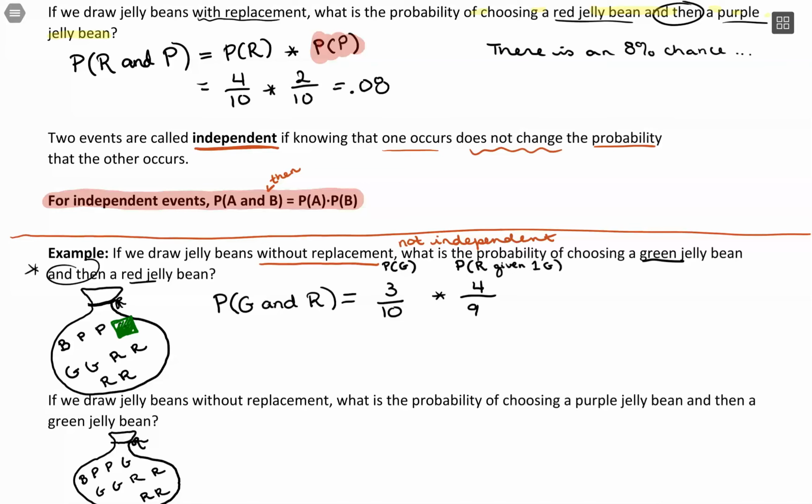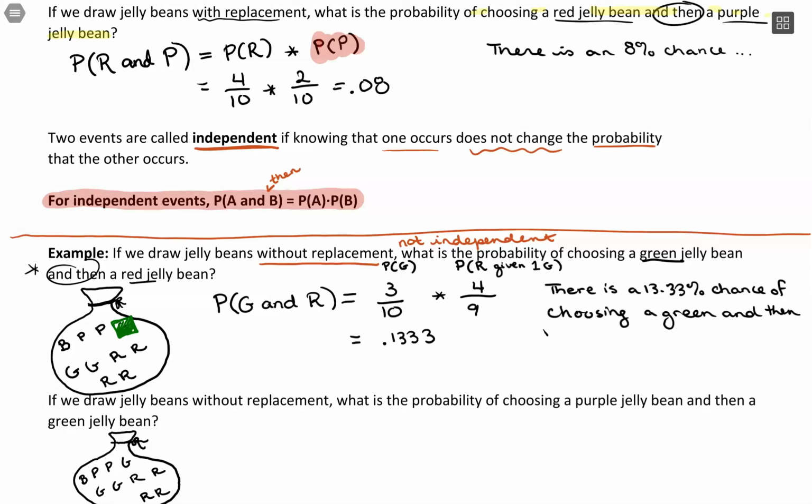So with this, we multiply those values, which will be 0.1333. And then my wording will look really similar as up above. Mostly I'll just throw in that it's without replacement. So I'll say there is a 13.33% chance of choosing a green and then red jelly bean without replacement.